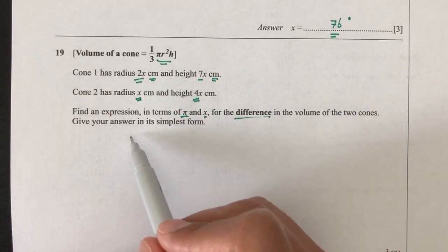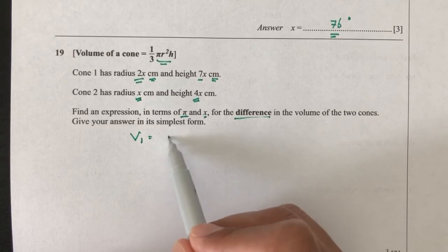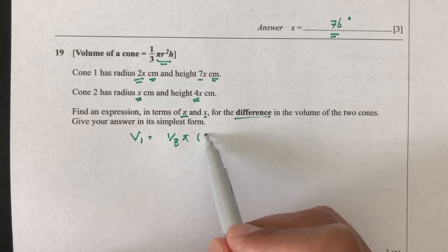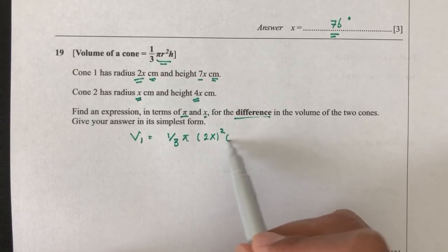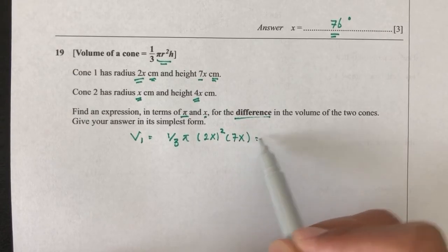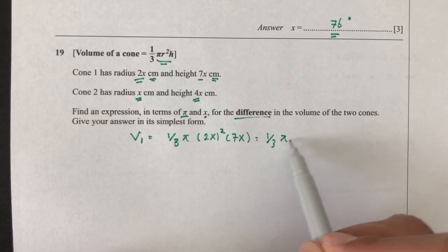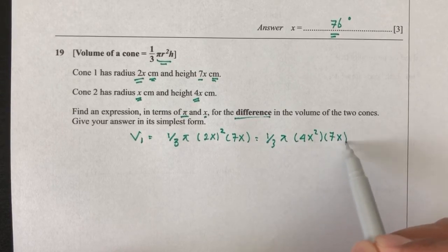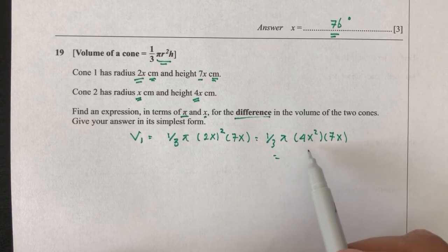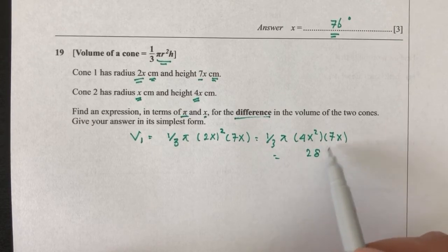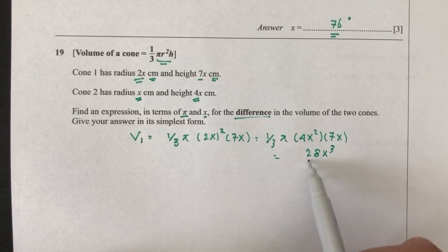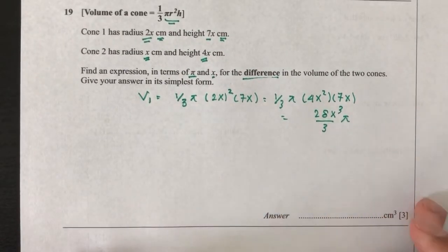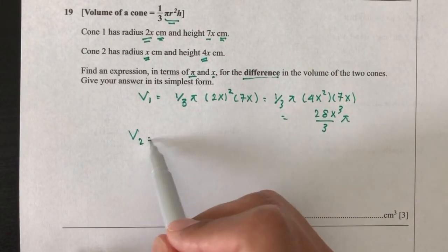So let's find the volume of cone 1. So 1/3 pi r squared, r is 2x squared, h is 7x. That will be 1/3 pi times 4x squared times 7x. That will be 28x cubed over 3 pi. That's for cone 1. Now for the volume of cone 2, same formula.